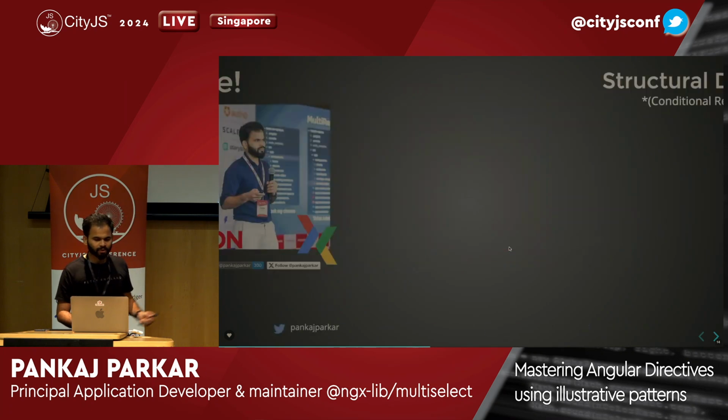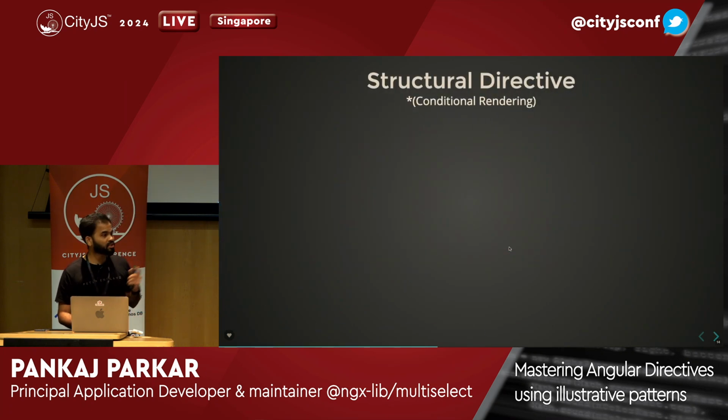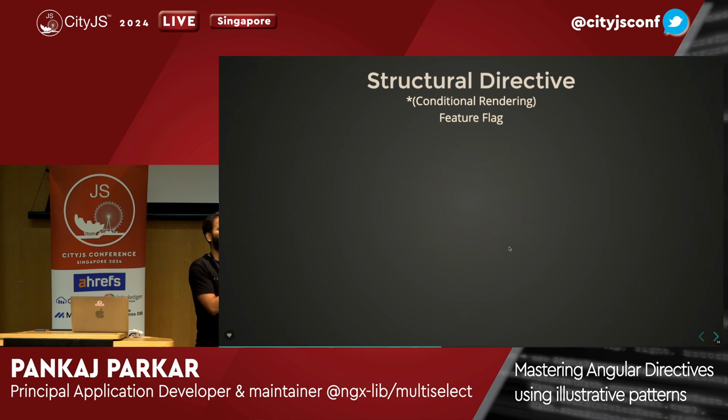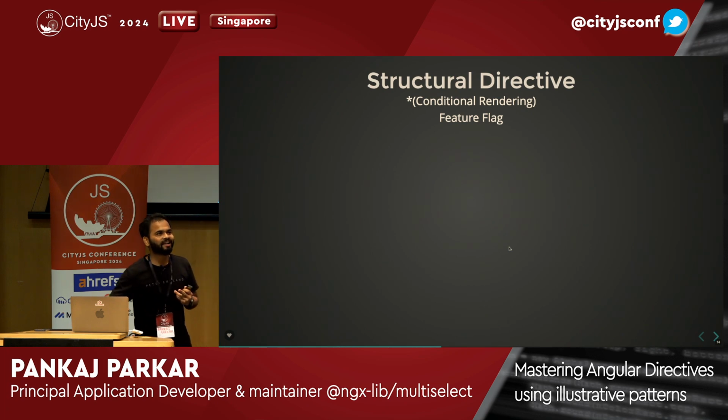So let's get back to the topic once again. The first type was structural directive, the major type, which is conditional rendering. Other than if, switch, and for, what are the use cases where we need conditional rendering? A feature flag. A feature flag is a technique most tech companies use to roll out a feature tactically, maybe for certain users, or market-wise, or region-wise.